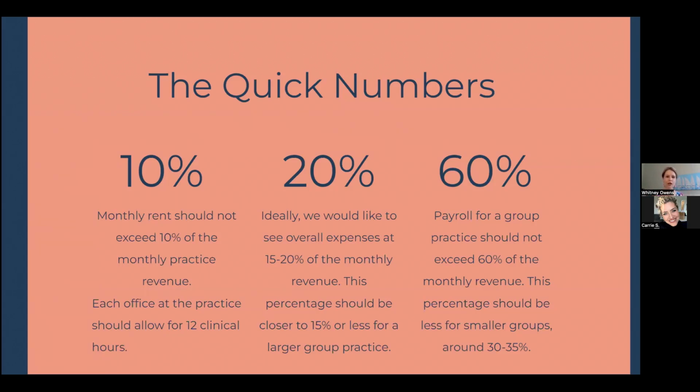So, quick numbers. 10%. Your monthly rent should never exceed 10%. In fact, it's really better to be more like 7 to 8%. And I'm talking about of your total revenue that you're bringing into your practice, right? So if you're bringing in $100,000 a year, if I'm doing my math correctly, that'd be $10,000 a year on your rent, right? So you don't want to be spending more than that. If you are, that's not good, and you're probably losing money.